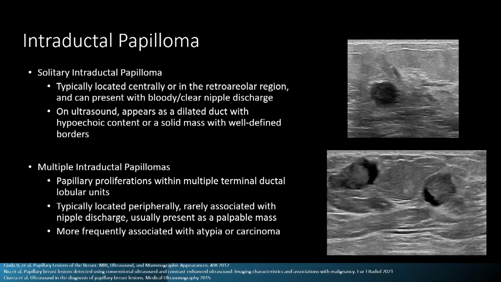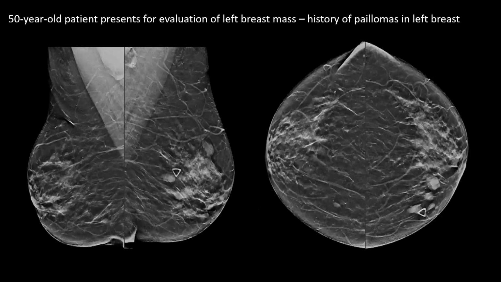If you have multiple intraductal papillomas, the authors that published this in the last several years tell us these are papillary proliferations that may involve multiple terminal ductal and lobular units. They're usually peripheral. They are rarely associated with any nipple discharge and usually present with a palpable mass. More frequently, the multiple intraductal papillomas may have atypia or carcinoma associated with them.